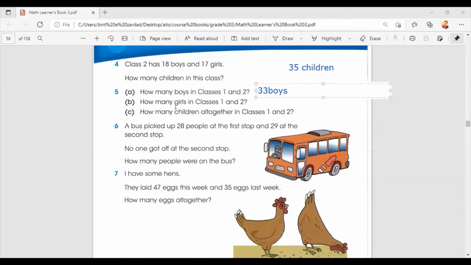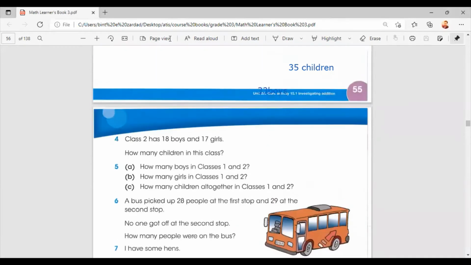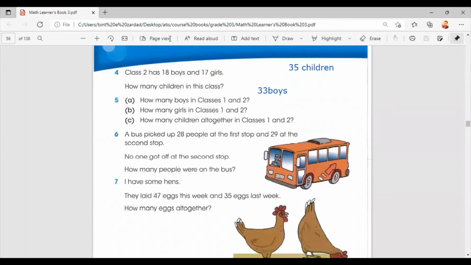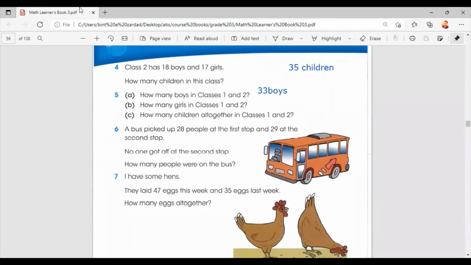What about girls? How many girls in class 1 and 2? 17 in class 2 and 13 in class 1. 17 plus 13 equals 30. So 30 girls. So right here 30. So how many children are together in class 1 and 2? 30 plus 33 is 63. Right here, 63. Altogether, 63 children.